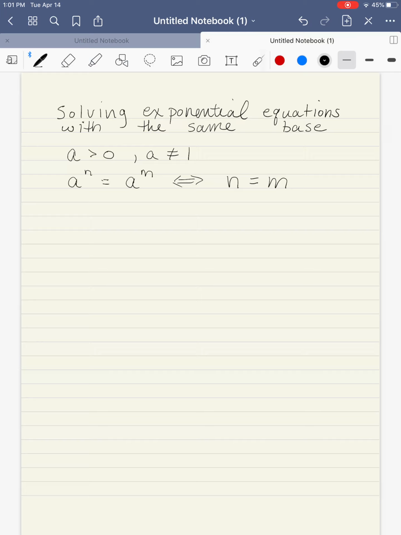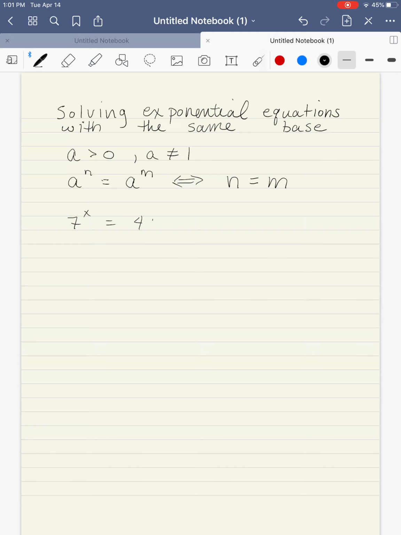We had a similar principle that if the logarithm base a of n was equal to the logarithm base a of m, then n and m were equal. And we use those to solve logarithmic equations. And here we have the exponential version of that principle.